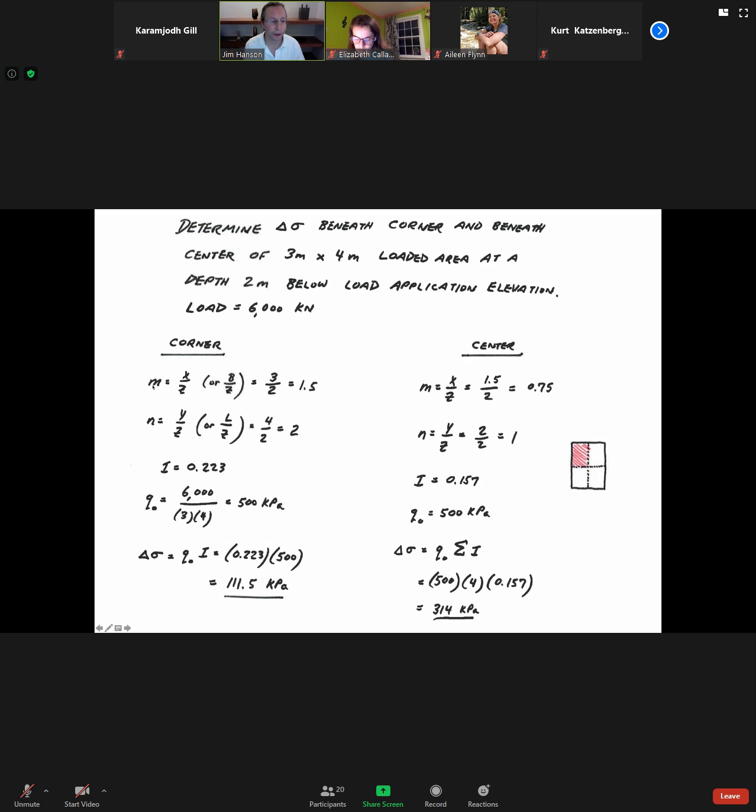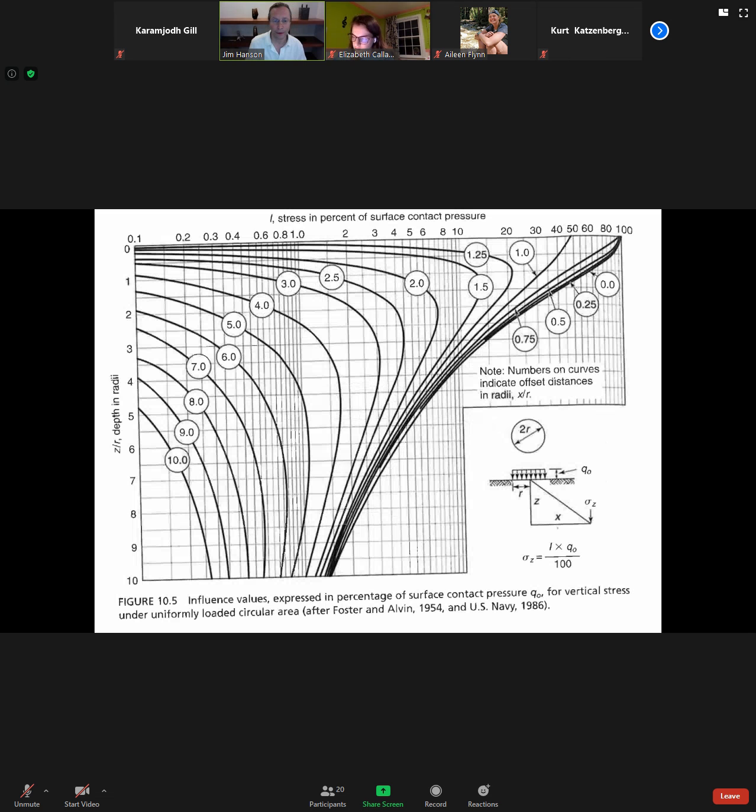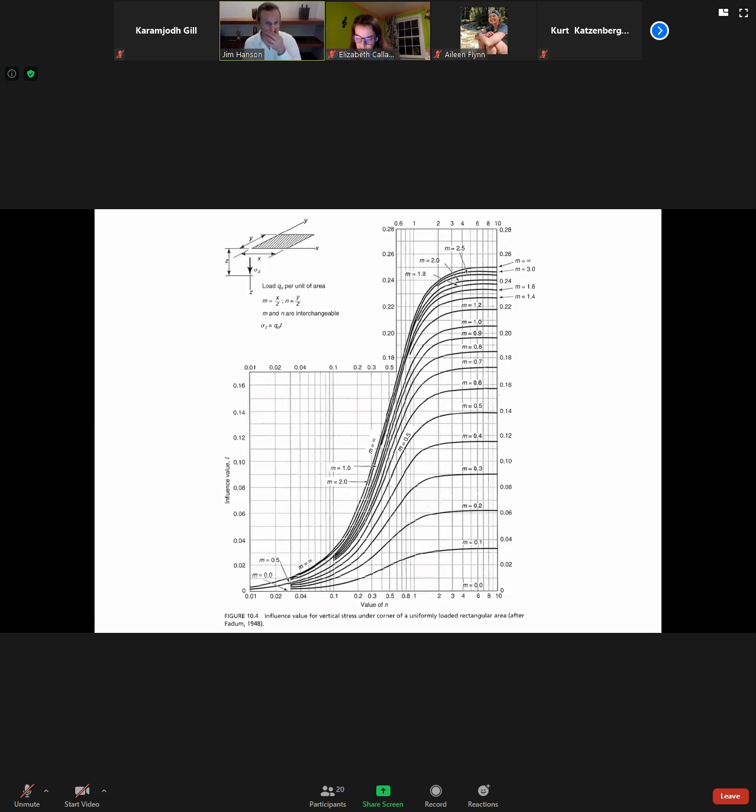We will have M is B over Z, as I mentioned, or X over Z, if you're following terminology in that slide that was just shown. That'd be 3 over 2, 1.5. N is L over Z, or 4 over 2, having a value of 2. And you can run to the M and N chart looking something like this that has been posted on Canvas for you. It's a packet with numerous handouts in it. I think this is the first page.